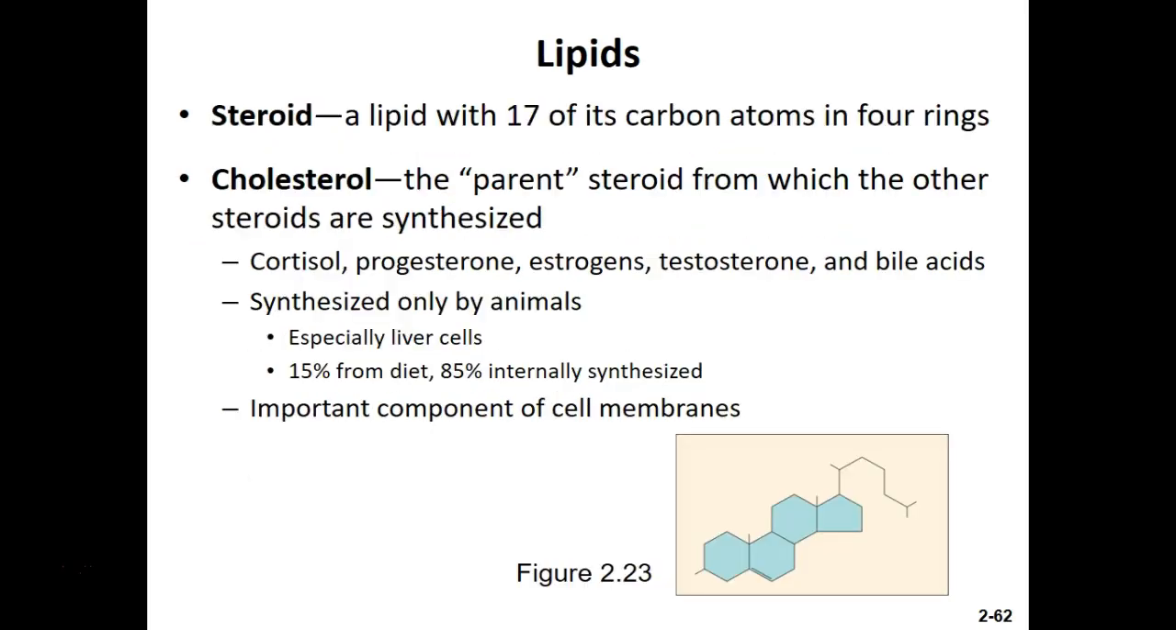Steroids are fats that act as hormones. So steroids are all produced from one parent steroid, which is called cholesterol. And steroid molecules move into the blood. They bind to protein carriers, and then they move around the body and interact with specific cells to tell those cells to either turn on or off different characteristics.